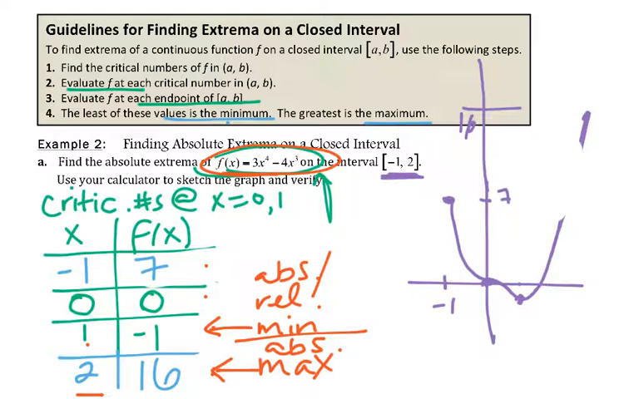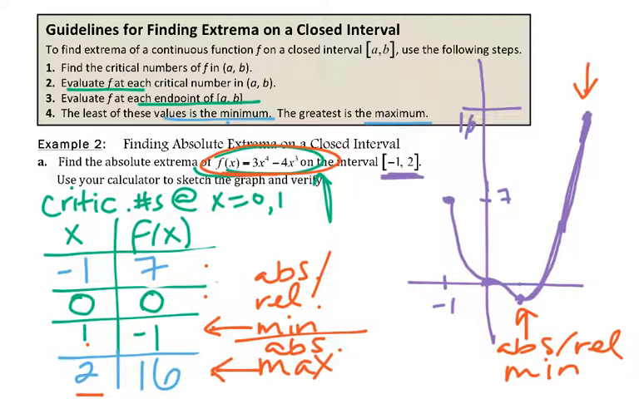All right, on your calculator, like I said, it's going to keep going, but we just want to look at it on this interval. Okay, so we can see here, this is an absolute and a relative min. The absolute max is here at 2. Okay, so you can find all of these values in the table by hand, or you can use your calculator to find them. You should be comfortable doing both. Let's move on to the next example.